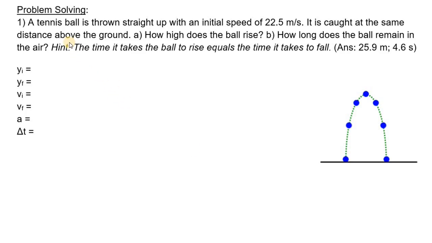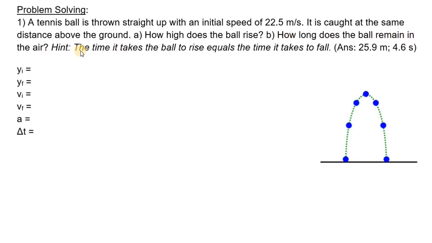So the first problem over here says a tennis ball is thrown straight up with an initial speed, or initial velocity, of 22.5 meters per second. It is caught at the same distance above the ground. How high does the ball rise? How long does the ball remain in the air?